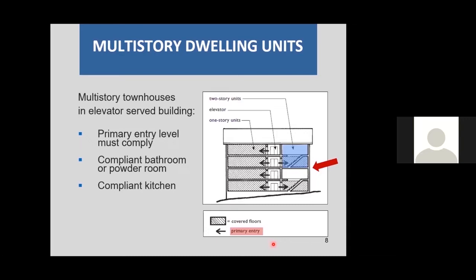So that primary entry level covered by the elevator must comply with the 7 design requirements that we'll be getting into. It must include a compliant bathroom or powder room from those requirements, and it must include a compliant kitchen at that level.